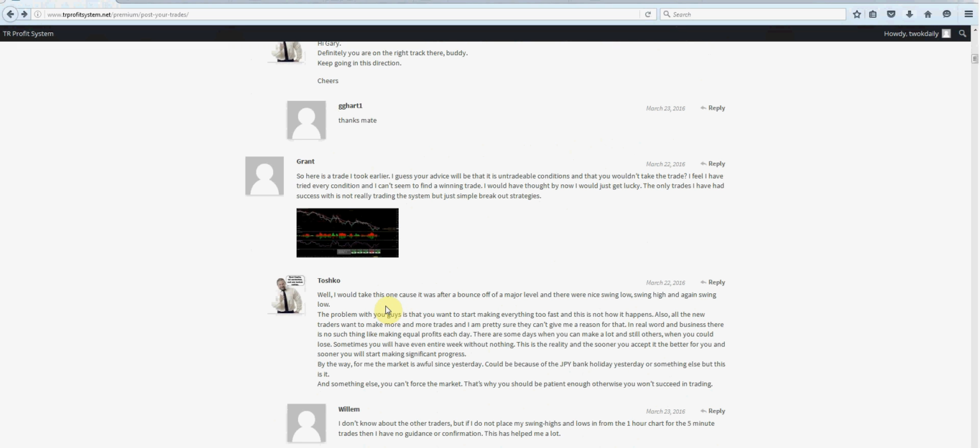Well, I would take this one because it was after a bounce off of a major level. And there were nice swing lows, swing highs, and again, swing lows. The problem with you guys is that you want to start making everything too fast, and this is not how it happens. Also, all the new traders want to make more and more trades, and I'm pretty sure they can't give me a reason for that.